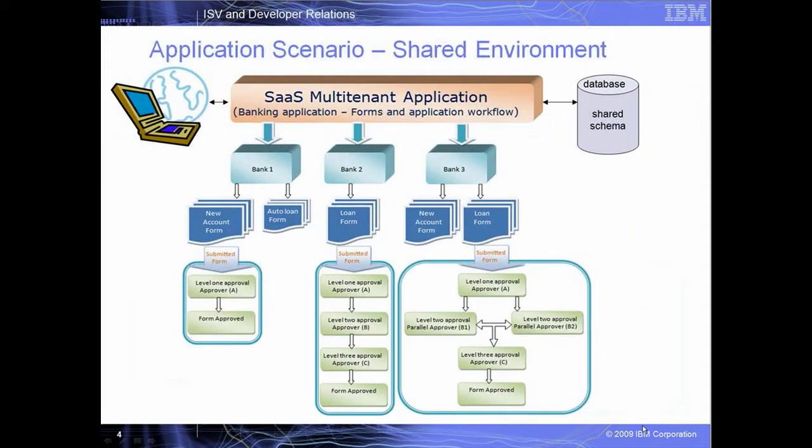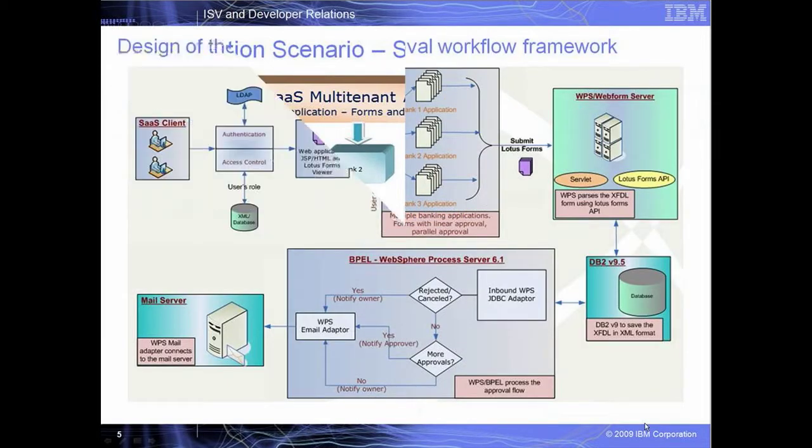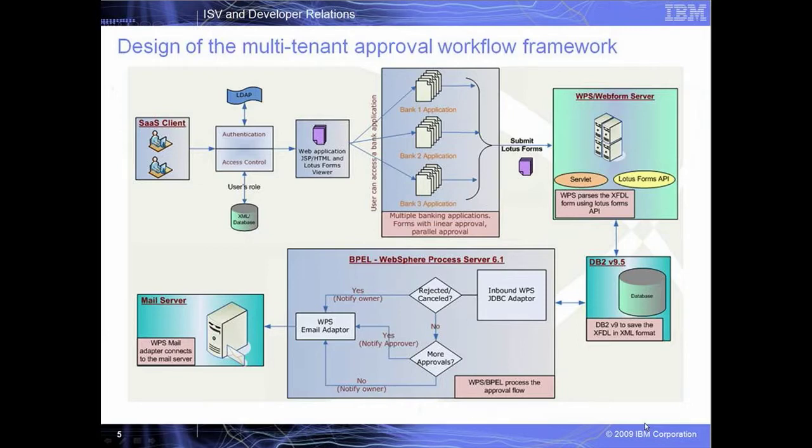This scenario shows how 3 banks are hosted in a multi-tenant banking environment. A shared database schema is used across 3 tenants: Bank 1, Bank 2, and Bank 3. Each bank has its own virtual application user interfaces that are administered through the tenant configuration data. A common workflow engine is used to process the workflow using common metadata fields in the Lotus Forms. Multi-tenant application architecture is shown, and it helps answer the question of how to design a forms-based approval workflow application to be shared by multiple tenant banks.